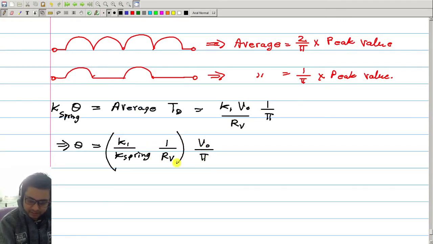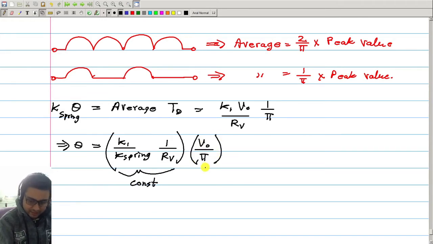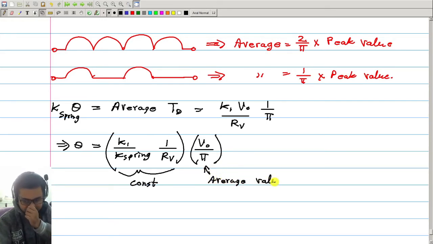Now this thing is a constant for a meter, and this is the average value, the average value of the half wave rectified voltage.